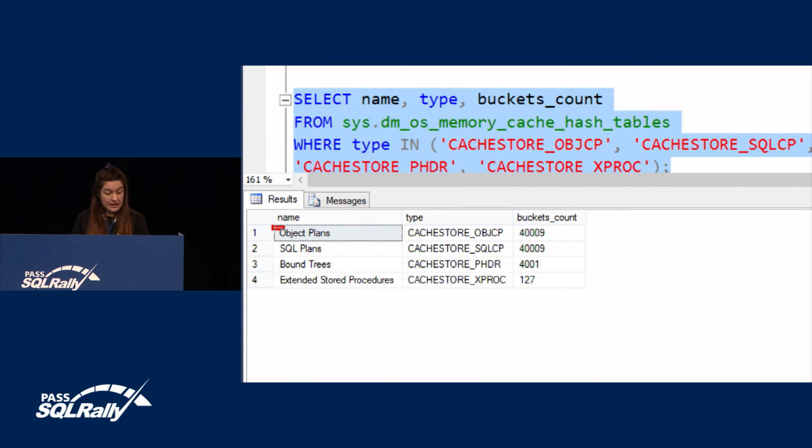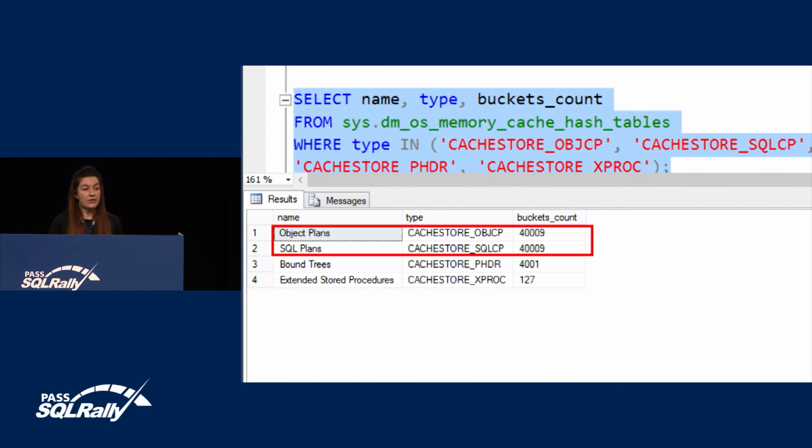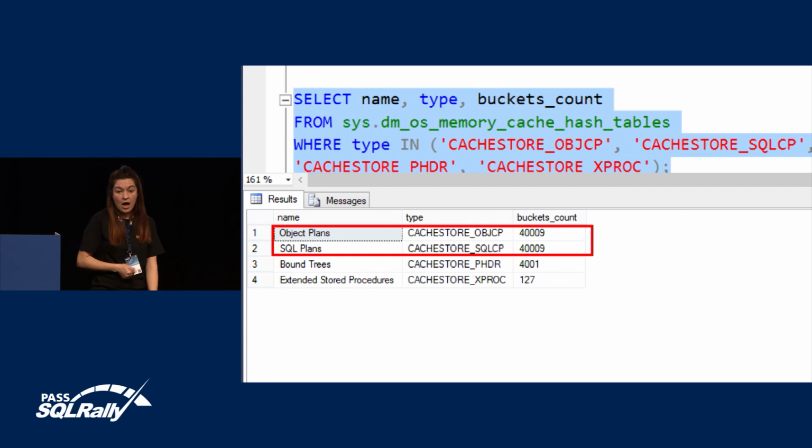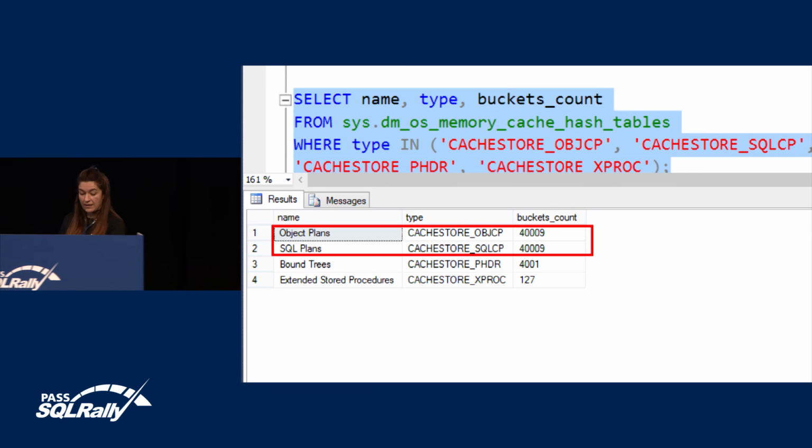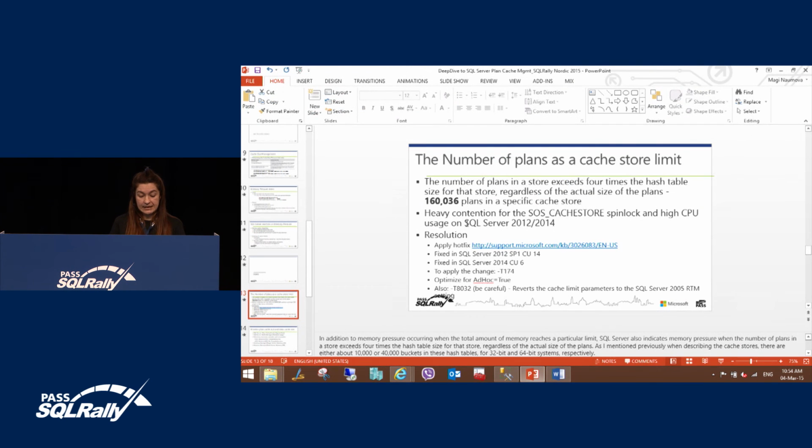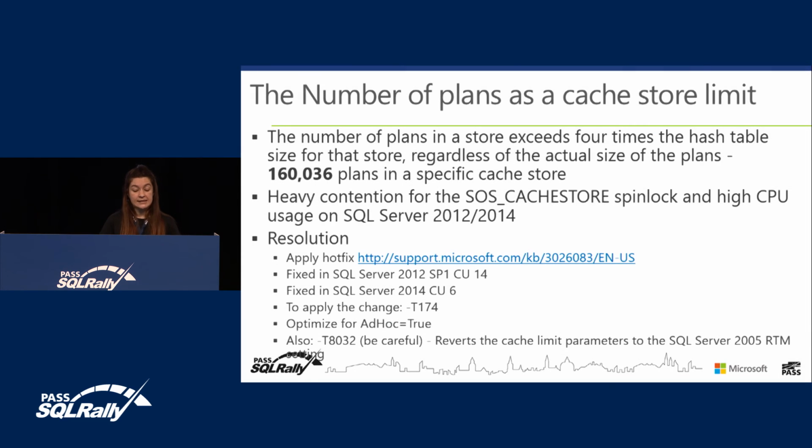So object plan and SQL plan has this amount of buckets, and you have a limit of number of plans that could be stored in a particular cache store. The limit is 4 times number of buckets in the cache store, which is 160,000 plans in a specific cache store.